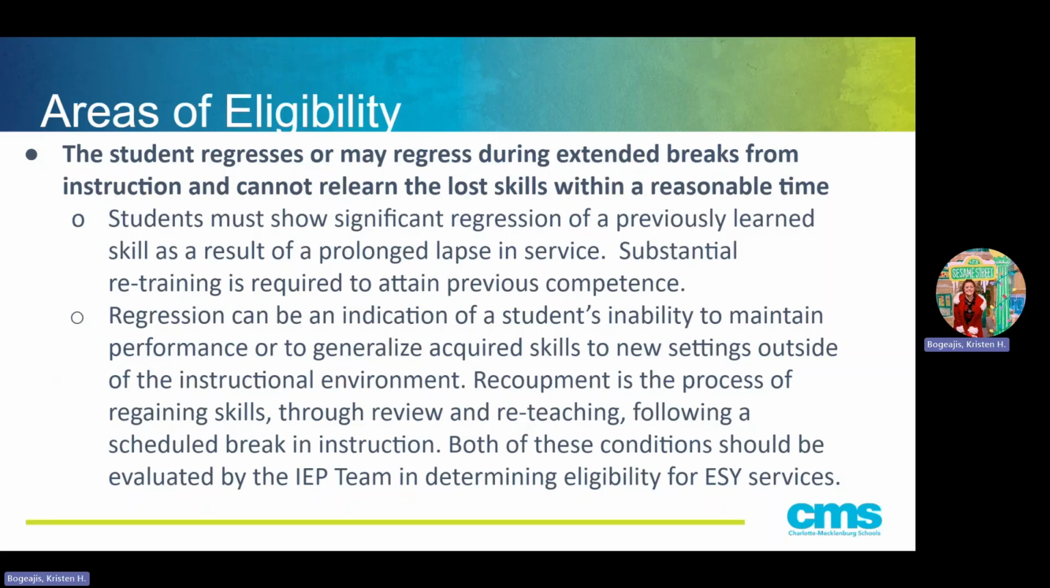In order to qualify under this area of eligibility, the student must show significant regression of a previously learned skill as a result of a prolonged lapse in service. Substantial retraining has to be required in order to attain the previous competency. Regression can be an indication of a student's inability to maintain performance or to generalize acquired skills to new settings outside of the instructional environment.